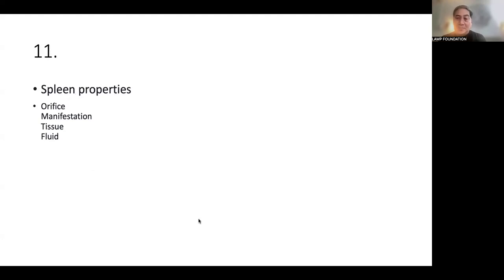The spleen. So for the spleen, orifice, the mouth, and manifestation is the lips, tissues, muscles, and the fluid is the saliva.